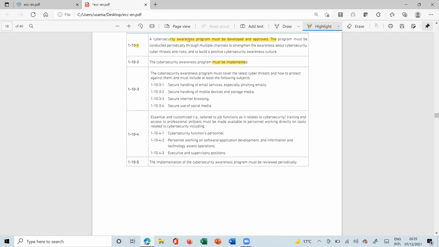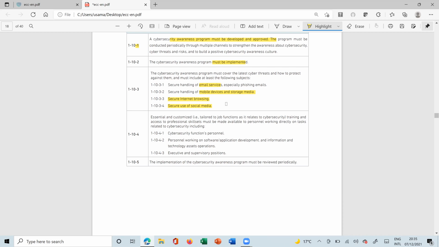We mentioned that you must have a security program and it must be implemented, but we have to include certain things. What are the things which you include? Awareness for email services, awareness for mobile devices and storage media usage, secure internet browsing, and secure use of social media. These are the things which must at least be included in the security awareness.